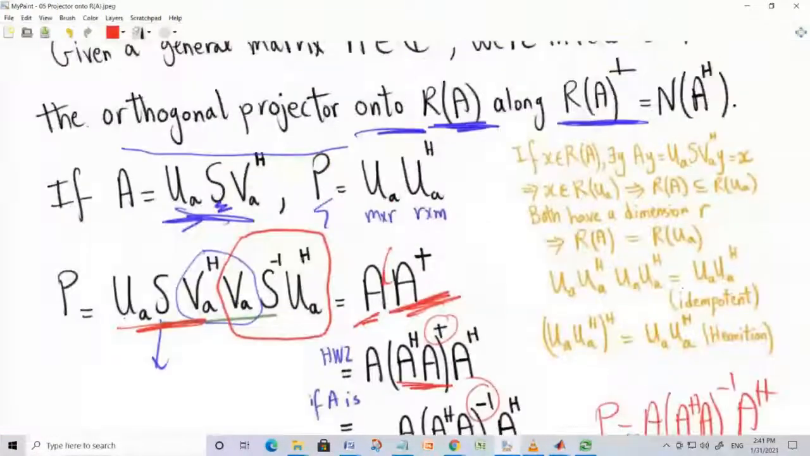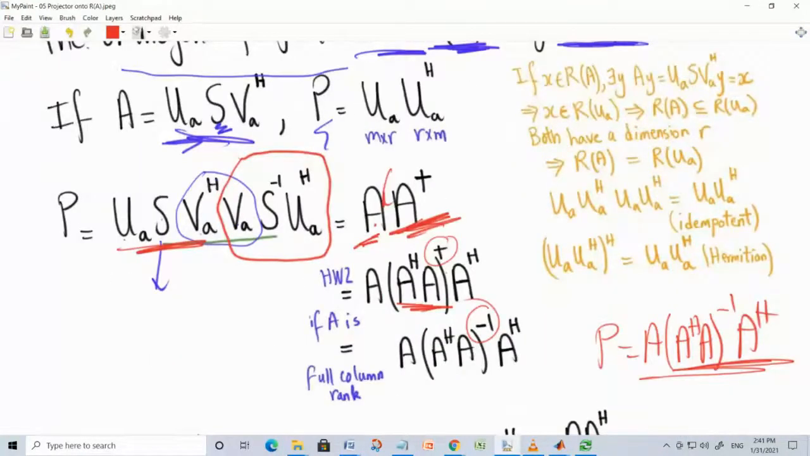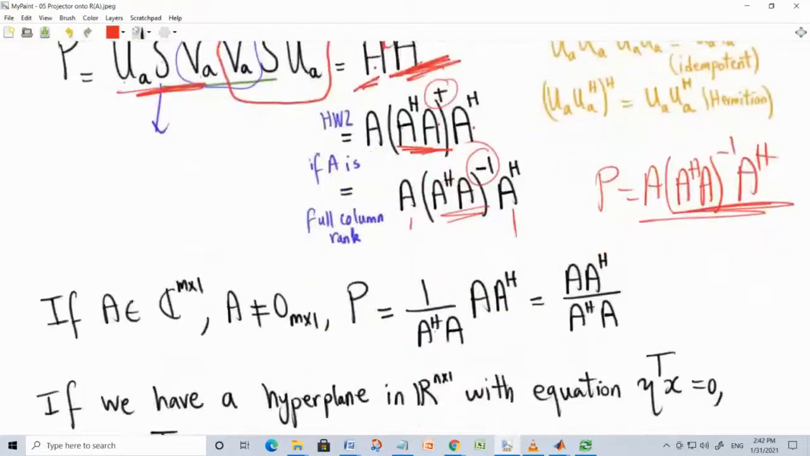So you can write down the orthogonal projector as UA UA Hermitian, or as A multiplied by the pseudo-inverse of A, or as A multiplied by the pseudo-inverse of A Hermitian A multiplied by A Hermitian, or as A and A Hermitian on the sides, and between them the inverse of A Hermitian A. Of course, if I write the inverse, I mean that it exists, and this requires that the columns of A are linearly independent.